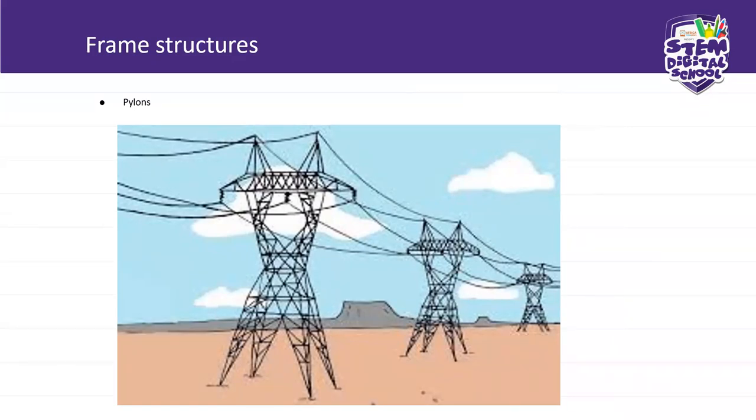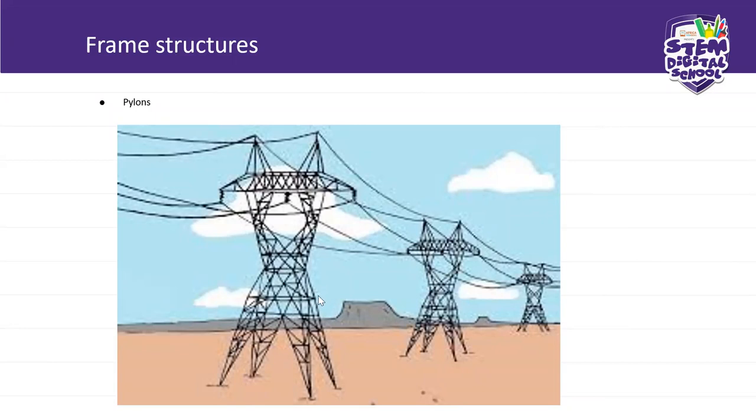Frame, even the word suggests that you see a frame. But some structures do have a frame that we cannot see, like the sofa, the couches that you sit on at home. They have something that is framed inside, but you can't see that frame. I like these pylons because we can actually see the frame and how it is designed.